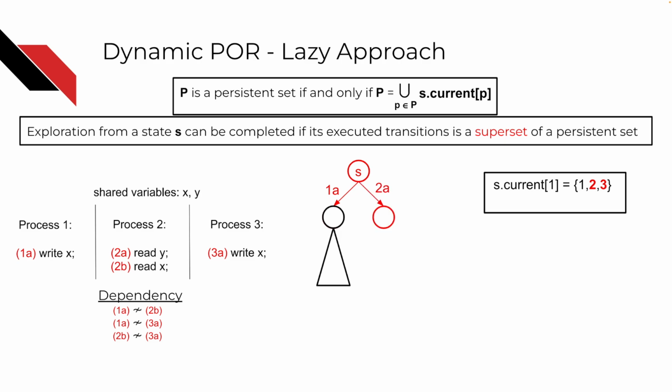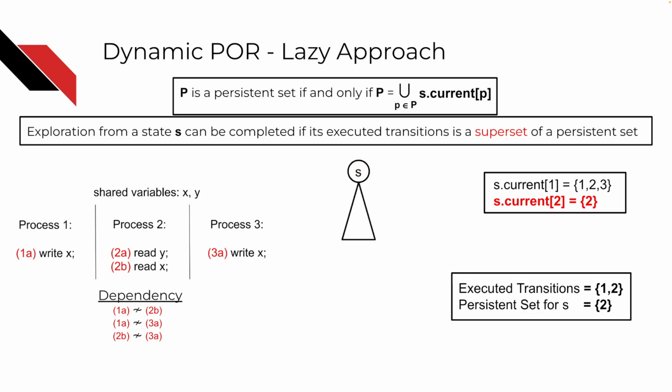Now again, we wait for the search to backtrack. When this subgraph is also explored, we will do the update on the corresponding current set. After retraversal, we will see that the current set will be the same. This time, as we found a persistent set as a singleton set containing 2, the search will be done.